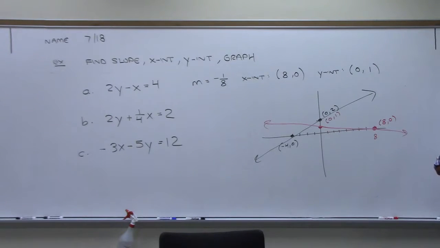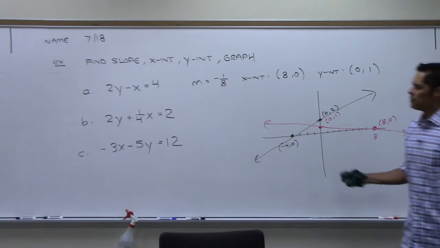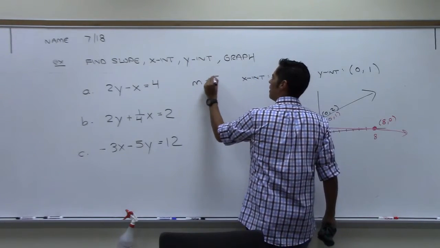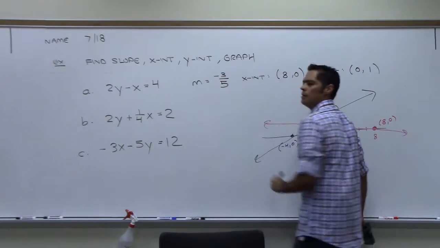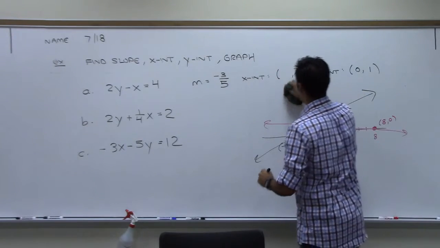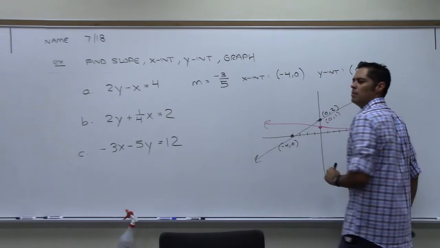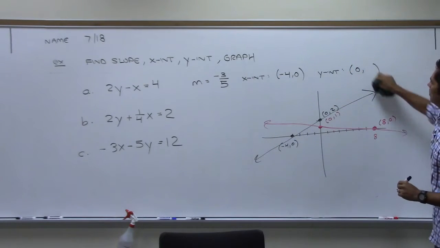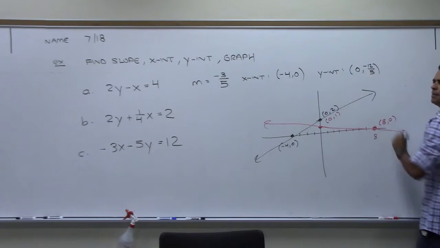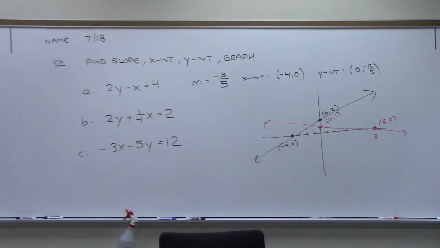All right, I think the last one was the trickiest one. What do you get for slope on the last one? Negative 3/5. X-intercept? Negative 4, 0. And y-intercept? 0, negative 12/5, something like that? Okay, that's it. Now the question is, how do you graph this?